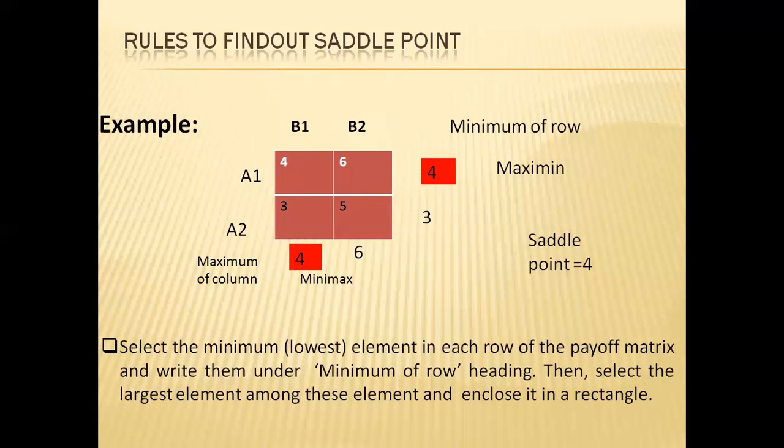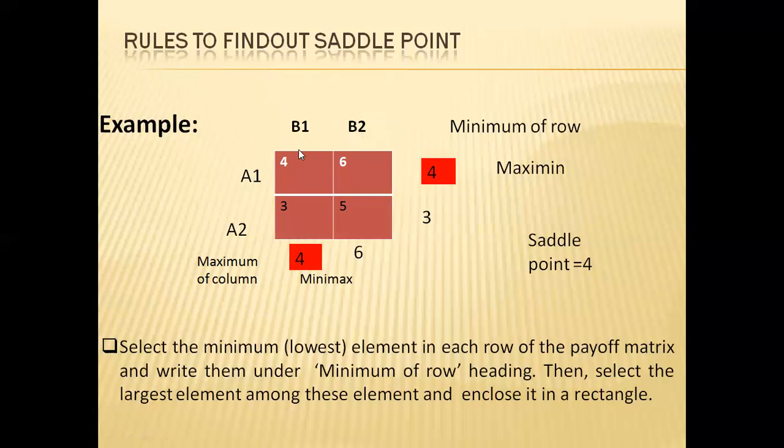This is the rule to find out the saddle point, right? We'll be looking once again. The similar values will be given in our matrix. It's a 2 by 2 matrix, with 2 players in the X system and 2 players in the Y system, considered A1 and A2 and B1 and B2, and certain values have been given.